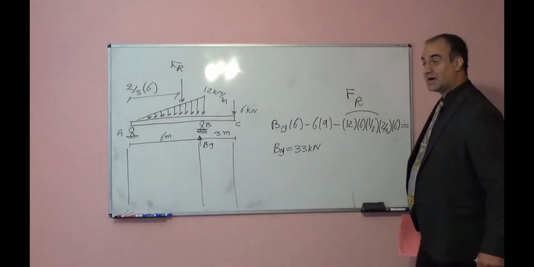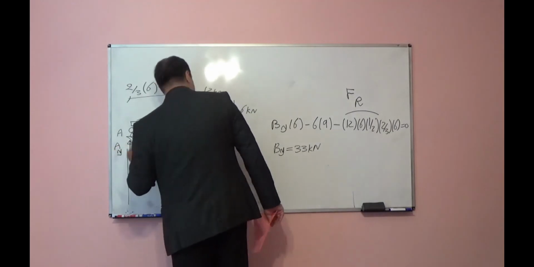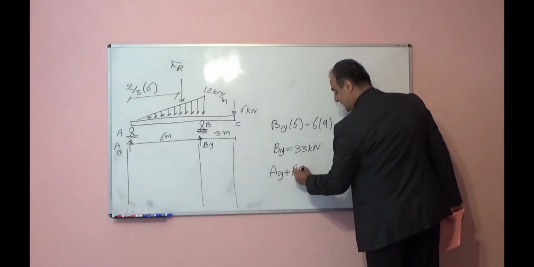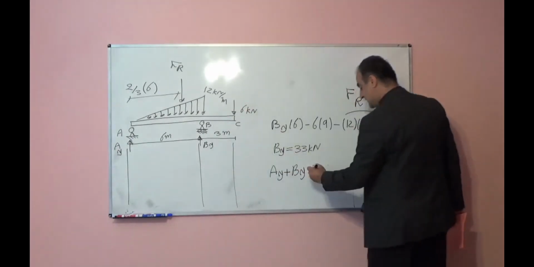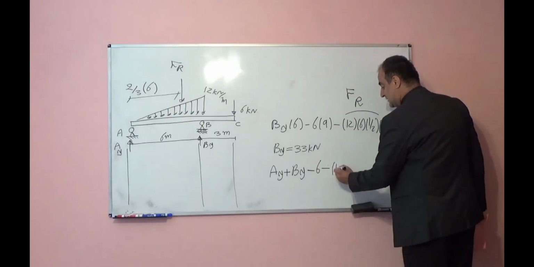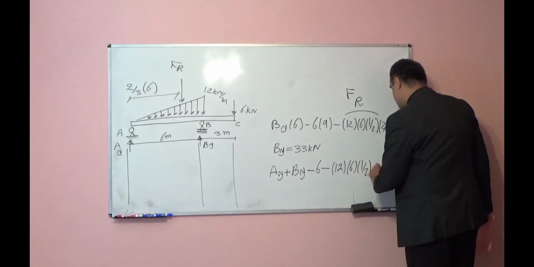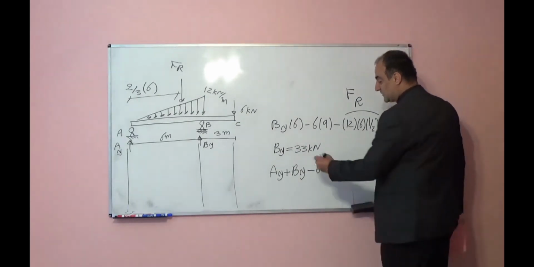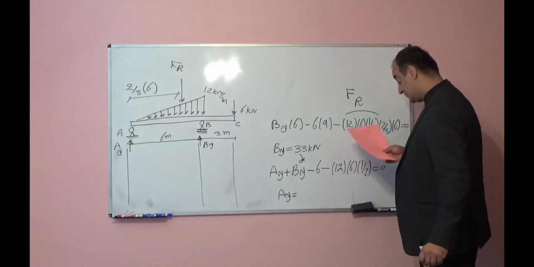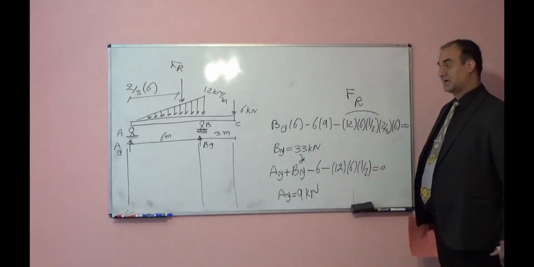Ay. In order to find Ay, I should write summation of forces in vertical direction equal to 0. So Ay plus By upward minus 6 minus resultant force for that. It means area 12 times 6 times half is equal to 0. If you plug By 33, you will find Ay is equal to 9 kilonewton. This is about reactions.